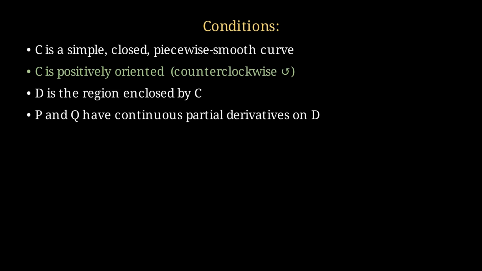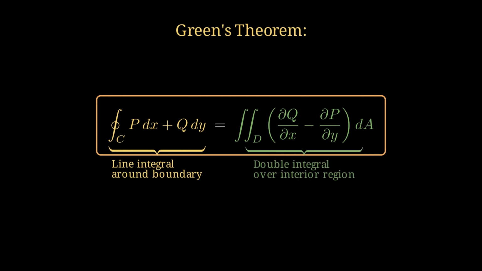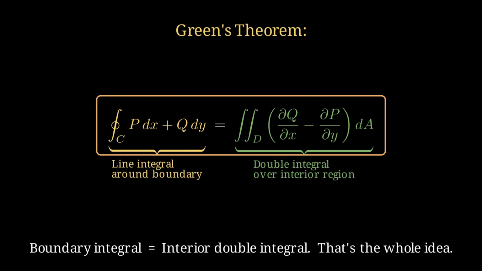When all 4 conditions hold, the theorem says this. The line integral around the boundary C equals the double integral over the interior region D of this expression. Partial Q over partial x minus partial P over partial y. Instead of walking around the boundary doing difficult work, we look inside, we compute something about the interior. And they are equal. That is the magic of this theorem.